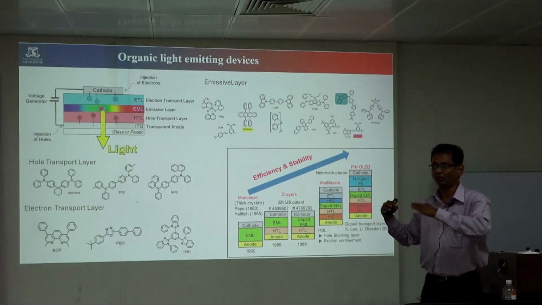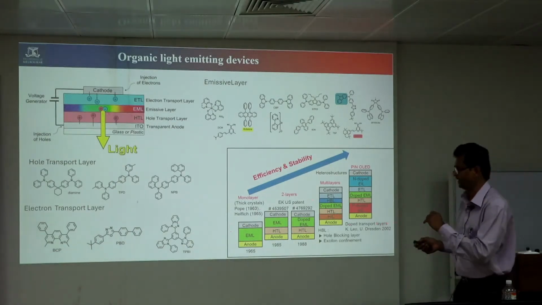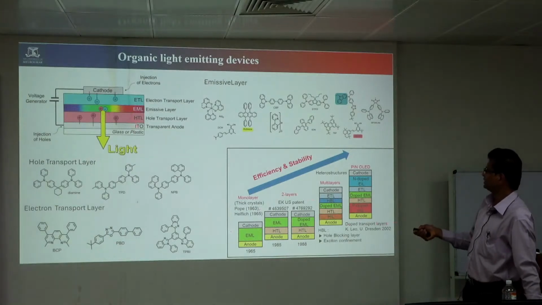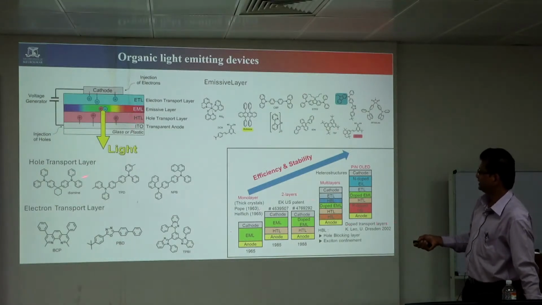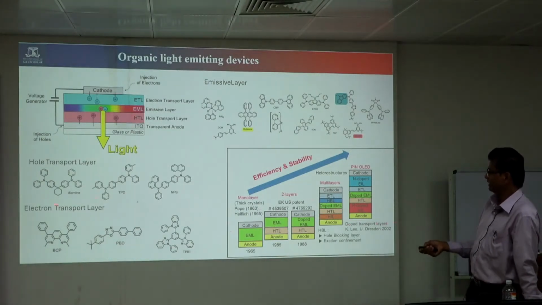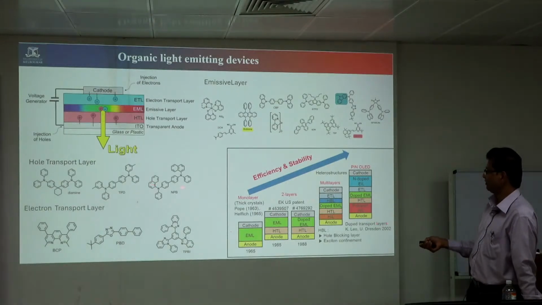We can use some blocking layers. I will come to that. What is a blocking layer again? So you see the very basic one, 1, 2, 3, 4, 5. And these are all the layers, the hole transport layer. There are a variety of materials, diamine and TPD, also NPB.